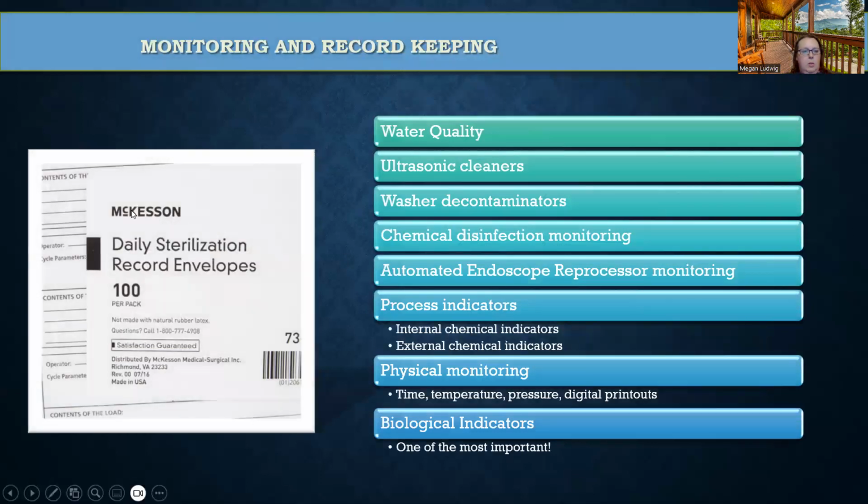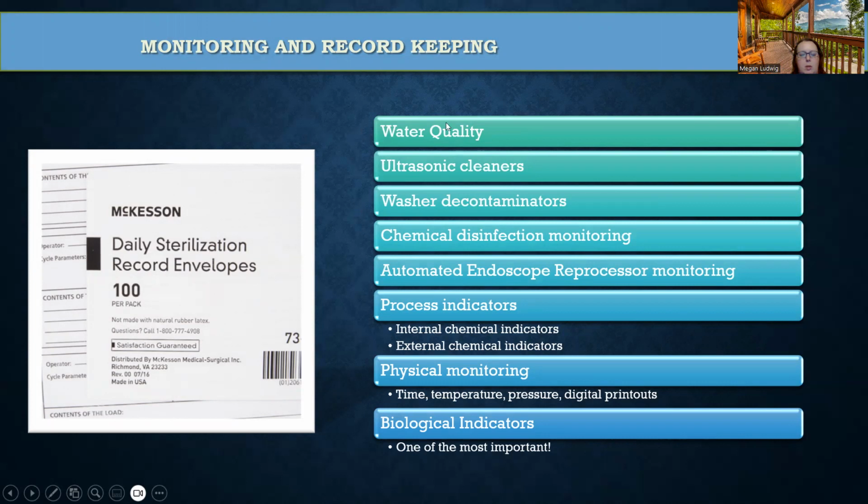All right, so here's another picture of a type of record, a record envelope. McKesson's a super common brand for sterilizing and medical equipment in general. So monitoring is another type of record keeping. Monitoring the loads, okay, monitoring the water quality. You have to make sure that that water quality has the right pH or the right amount of things in the water. Like where I live, if I just use the water out of the tap, I probably wouldn't even drink the water out of the tap, to be honest with you. So you want to make sure the water quality is accurate. Ultrasonic cleaners have to be monitored, making sure they're working properly.